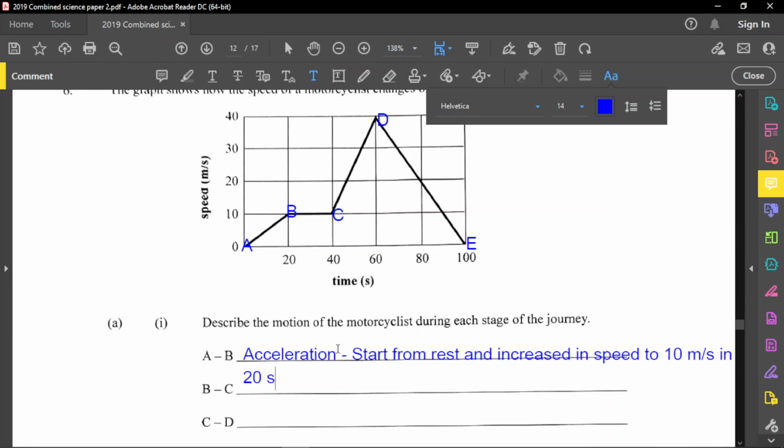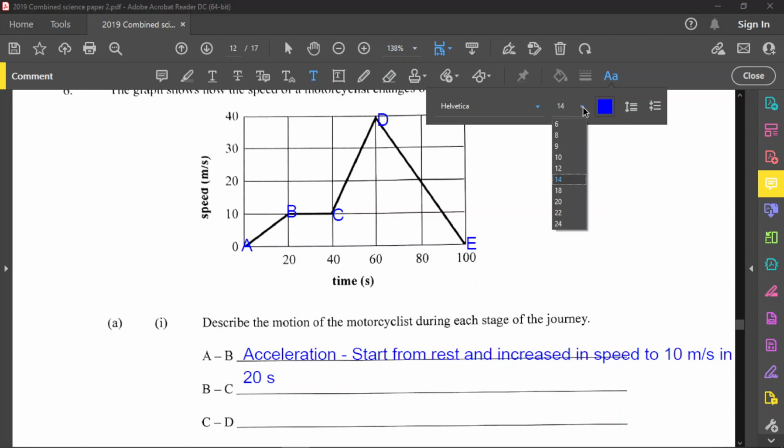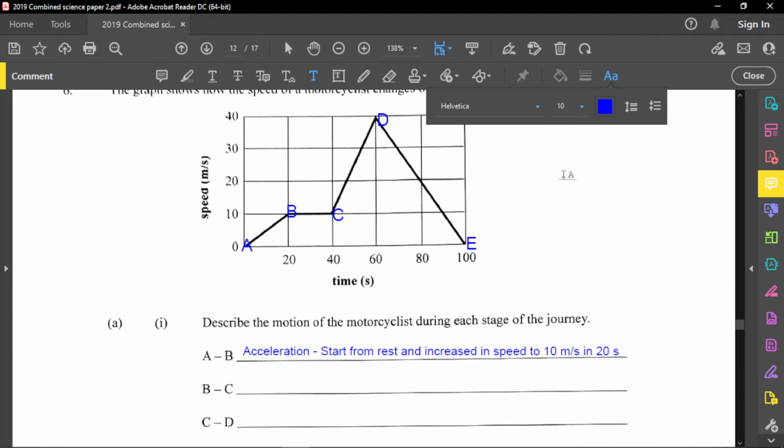I'm going to reduce the font size here so it can hold on that line. So it starts from rest and increases in speed to 10 meters per second in 20 seconds. That's exactly what is happening here. It starts from rest, 0, and increases to 10 meters per second in 20 seconds. And actually, this is an acceleration right here, so it's accelerating. Let me change the word acceleration to accelerating.